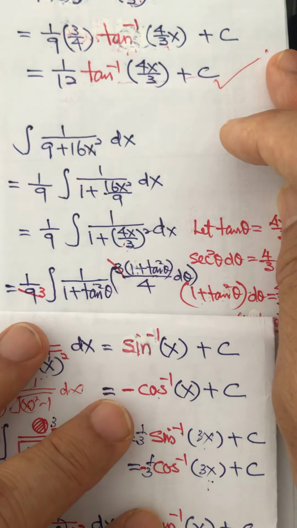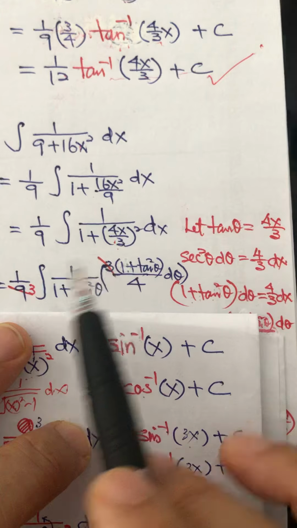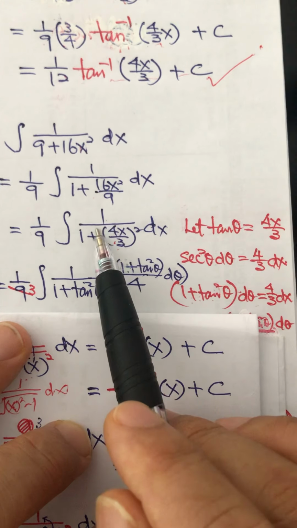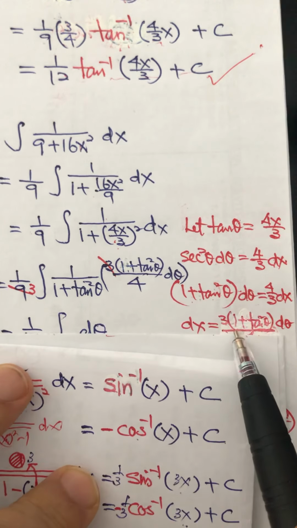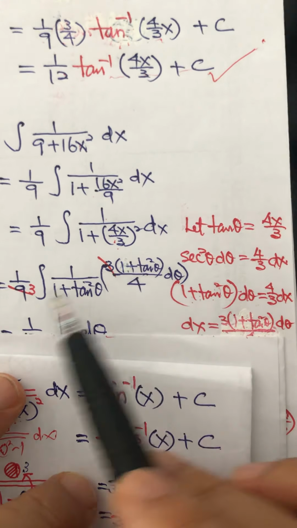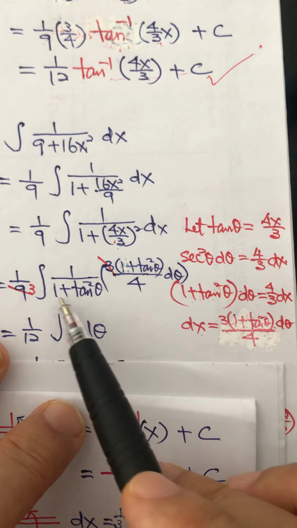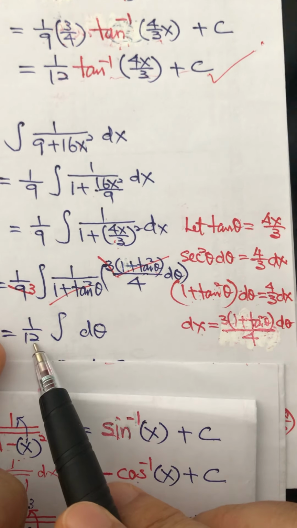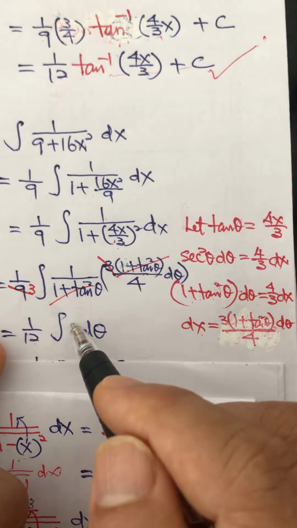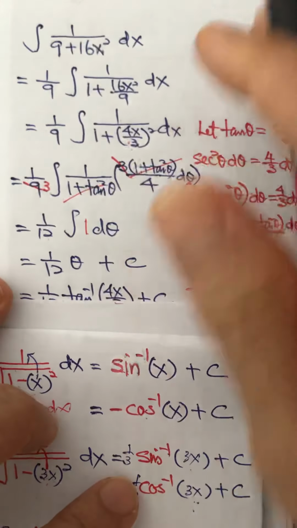Then you have this 1 over 9. You have 1 over 9, bring it down. This is 1 over 1 plus tangent square theta. Then substitute the dx is 3 times 1 plus tangent. And then you simplify. After that, this one also can cancel. You see or not? Then you get the 1 over 12, you take out. Then here you remain only 1. Therefore, when you integrate 1, you get theta.